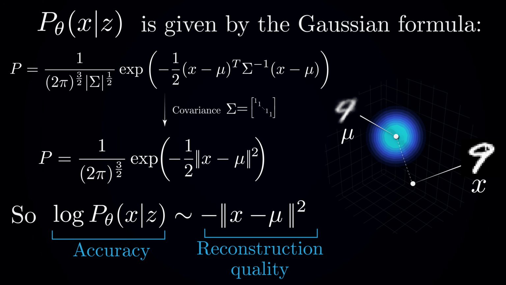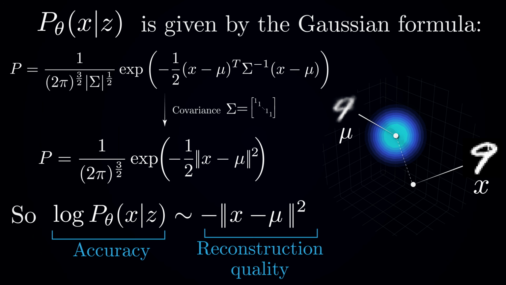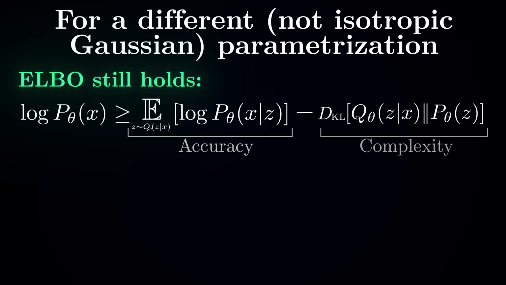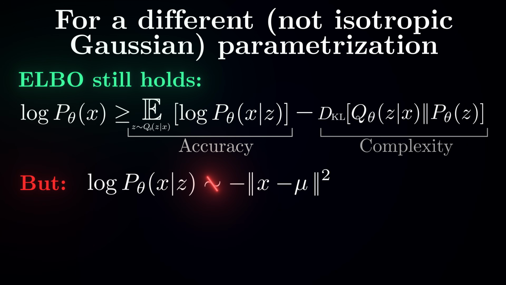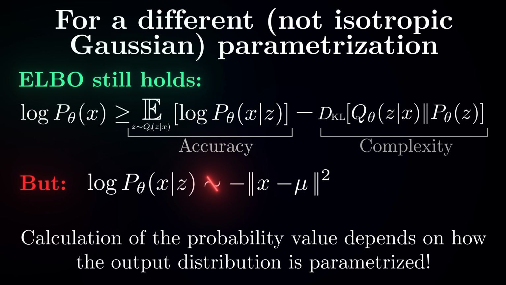But this equivalence comes from our assumption that the output distribution is Gaussian with isotropic covariance. If we used a different parametrization, the ELBO equation still holds because it is about probability distributions as abstract functions. But the accuracy would not equal this simple squared distance. You would have to calculate the probability according to your parametrization.